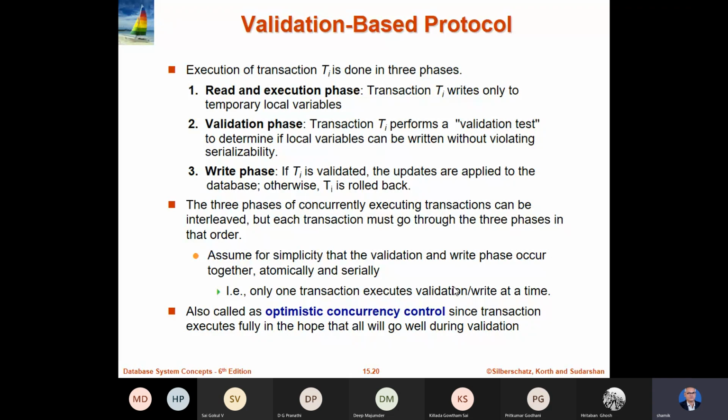So this is also called optimistic concurrency control, since the transaction keeps on executing fully in the hope that all will go well during validation. The basic underlying reasoning is that most of the transactions occurring concurrently are actually updating different data items, so there is no issue of loss of serializability. As we know, serializability is about conflicting instructions of read Q and write Q on the same data item Q. So if they are working on different data items Q1 and Q2, there is not going to be any form of issue with concurrency.